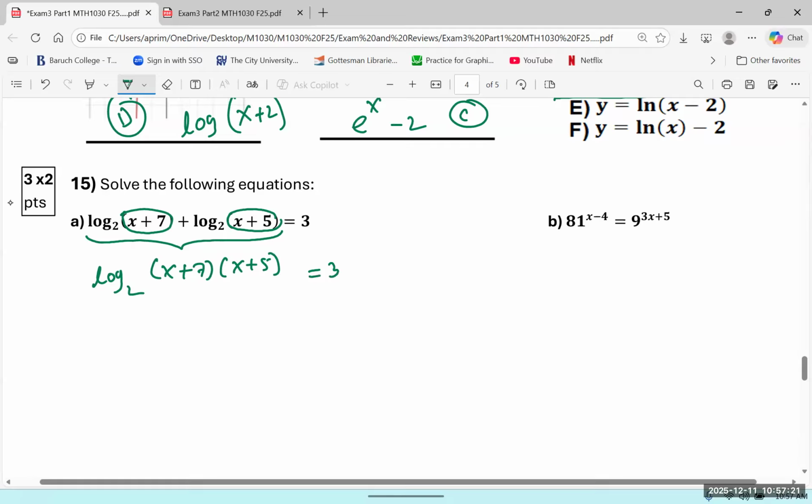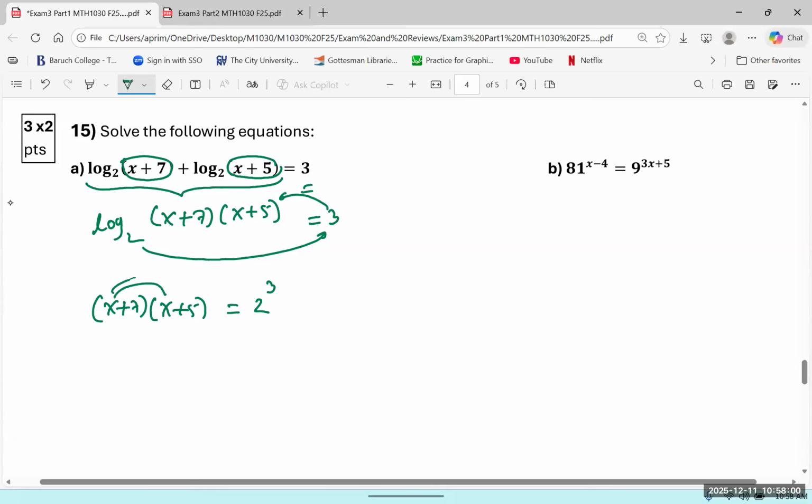And then we actually don't know how to solve a logarithmic equation. So we always have to convert log into exponential. Do you remember how to convert log into exponential? So 2 gets the power 3. And then we set it equal to these arguments, x plus 7, x plus 5, because we don't know how to solve log.